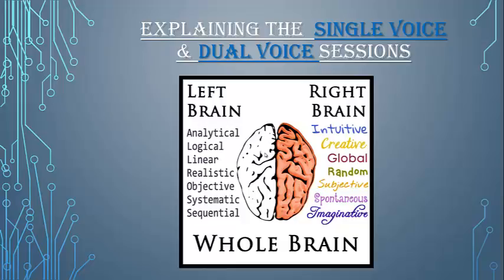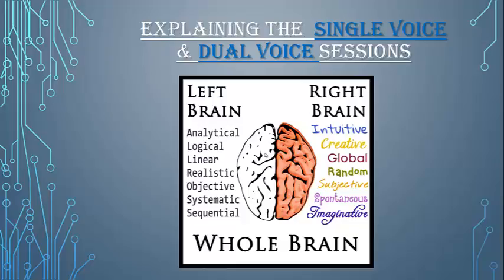So in those dual voice sessions, the right ear is going to be hearing the information for the left brain, which is going to be suggestions that are more logical and analytical. The left ear is going to be hearing information for the right brain, which is going to be more creative and imaginative. So with this whole brain learning system, the brain is accessing the specific information that's pertinent to the right brain and to the left brain. So that's the biggest difference.